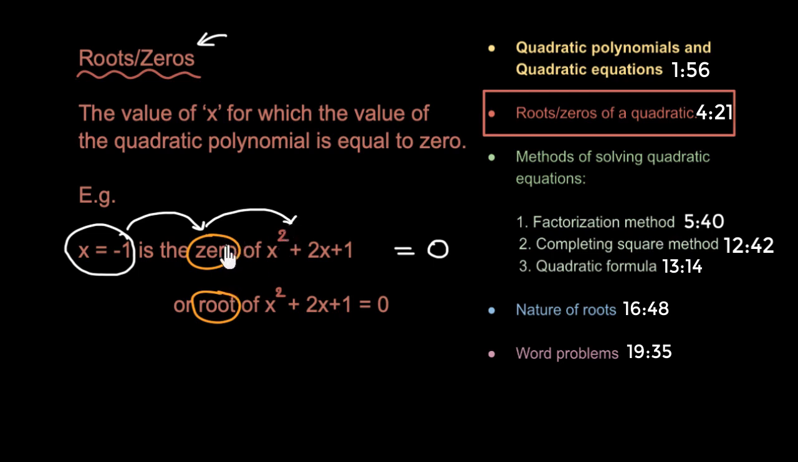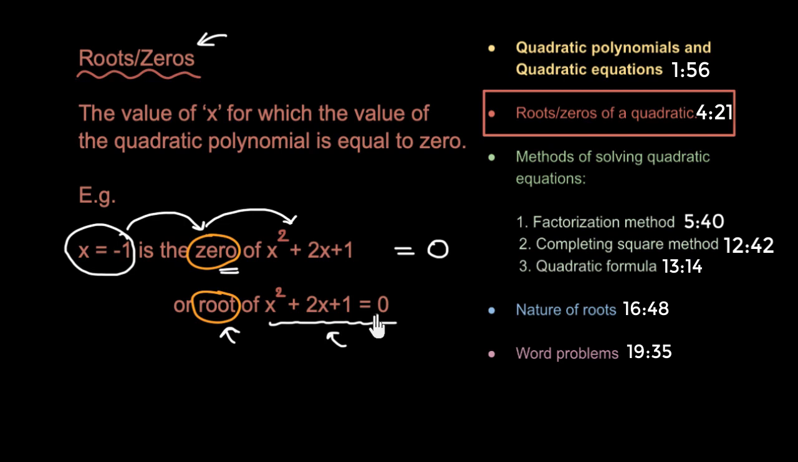Now what's the difference between 0 and root? If we have a quadratic polynomial, we call it a 0, and if we have a quadratic equation, we call it a root. Basically both mean the same thing. In other words, for a quadratic equation, you can also think of roots as the solutions for this equation. What all are the values of x that would satisfy this given equation? Those values of x would be known as the roots of this given quadratic equation.